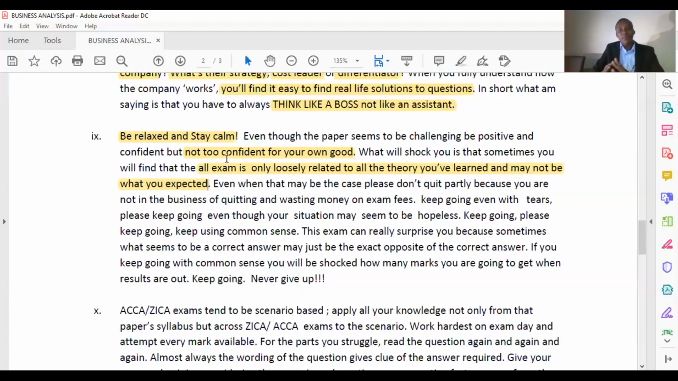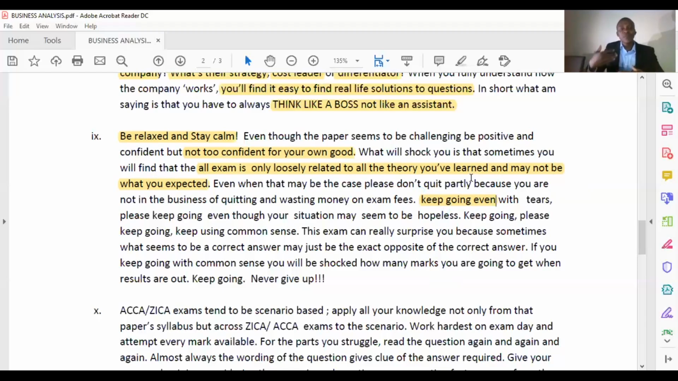But even when that may be the case, please don't quit. Number one, because you're not a quitter, and number two, because you're not in the business of wasting money on paying exam fees. Keep going. Please keep going, even with tears. Even though your situation may seem hopeless, just keep going. Keep using common sense.